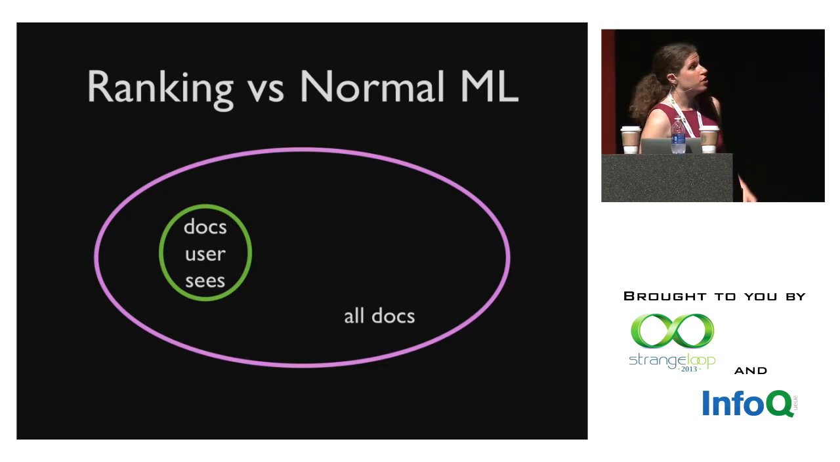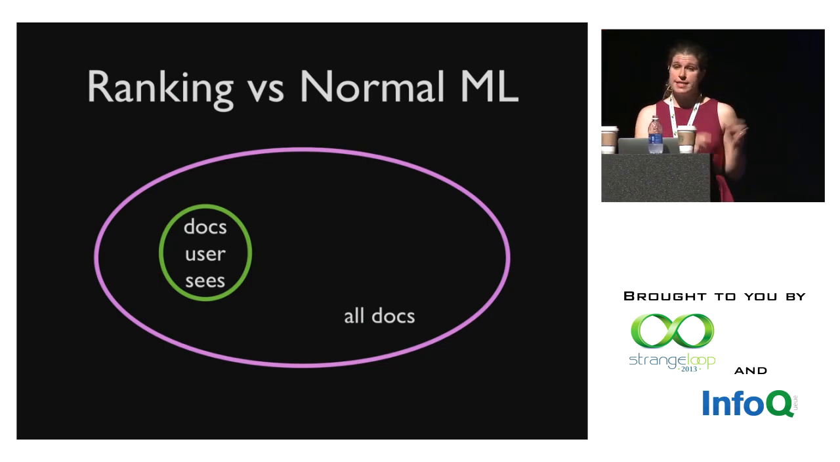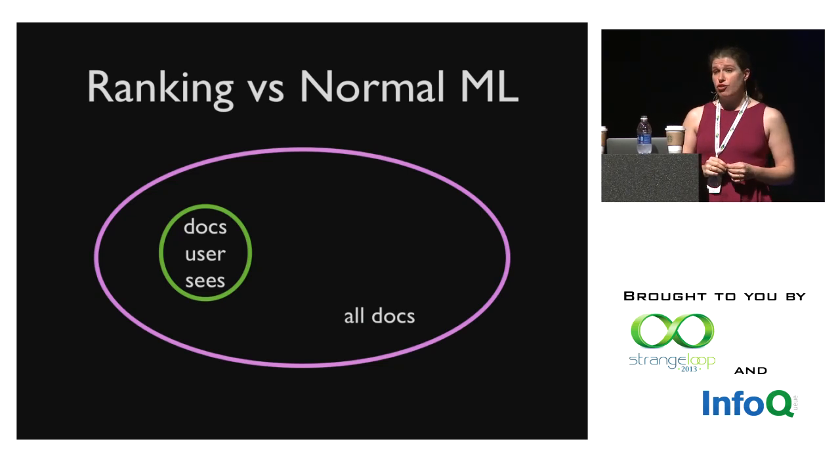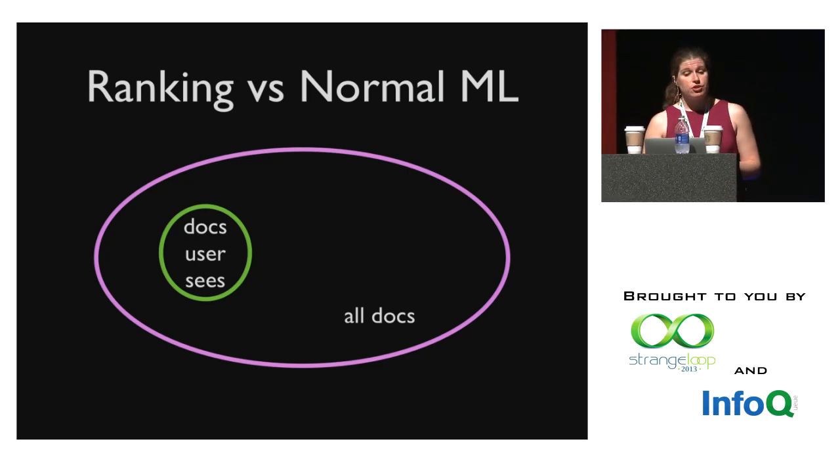Next up, I want to talk about a problem that we encountered specifically because we were doing ranking instead of normal machine learning. Most machine learning algorithms, including the one that we used, are based on the premise that the training data and the test data are drawn from the same distribution. Unfortunately for us, at training time, we only know about the 50 or so documents that the user actually viewed. But when used in production, we generate thousands of ordered documents.